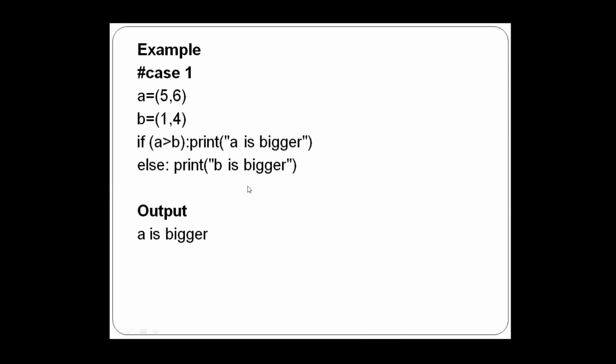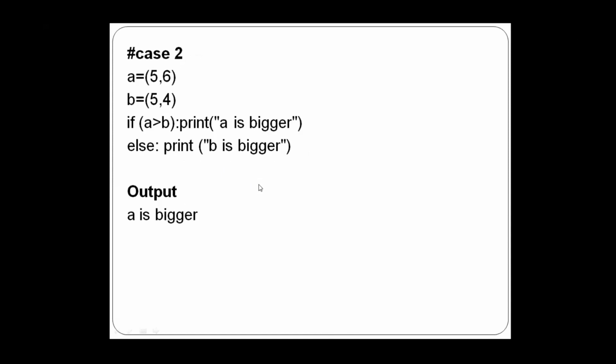A, ma'am. Tuple A is bigger. So you say that A is bigger. And only if you are not able to compare in the first element, then you move to the second element. So when you take the case of your second case, compare the first element of A and the first element of B. The first element of tuple A is 5 and the first element of tuple B is 5.